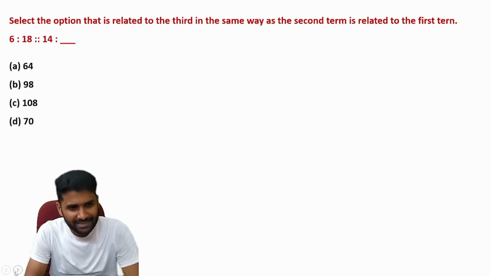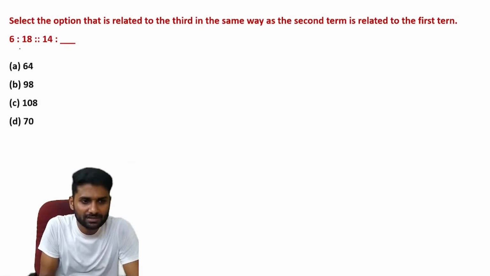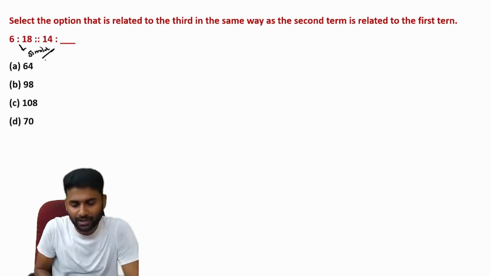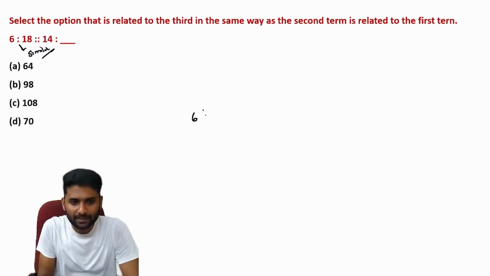So here 6 is to 18 as 14 is to what is represented. So it's all about analogy. There is a similar relation. You have to identify that and apply the same relation to 14. How does 6 become 18? If you understand the relation, apply the same relation to 14, then it becomes the answer.